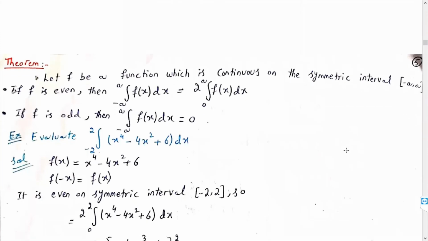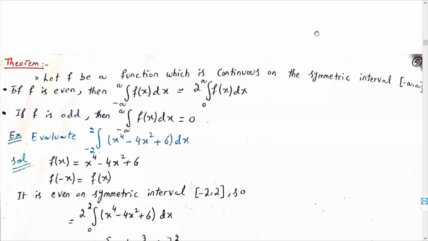Now comes another theorem. In chapter 1, I discussed a function can be an even one and it can be an odd one. So let f be a function which is continuous on a symmetric interval from minus a to plus a. If the function is even, then the integral from minus a to a of f of x dx is equal to 2 times the integral from 0 to a of f of x dx, and if f is odd, then the integral from minus a to a of f of x dx is 0.